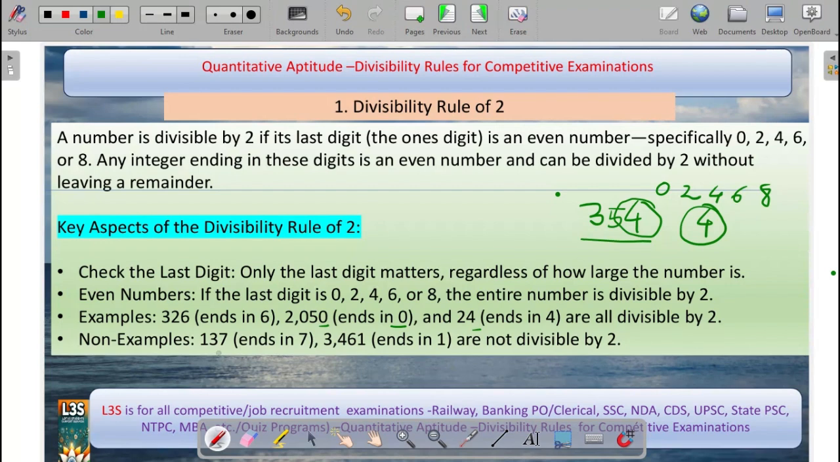Now 137. Here the last digit is 7. So 7 is not an even number, it is an odd number. That is why 137 will not be divisible by 2. Similarly 3461, 1 is not an even number, so 3461 is not divisible by 2, and like that.